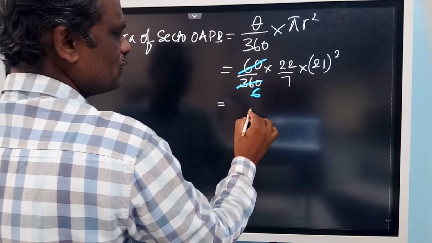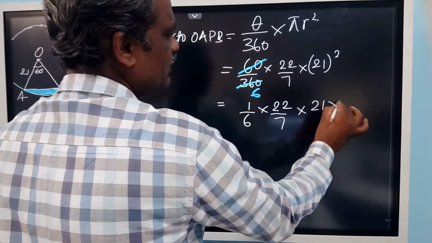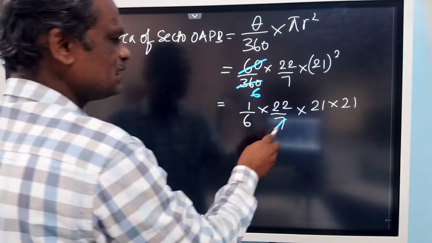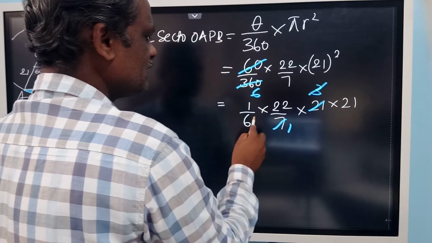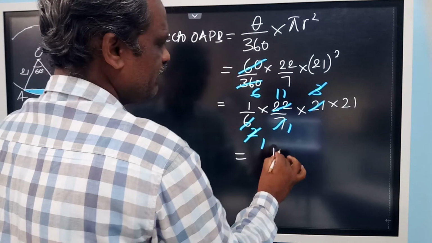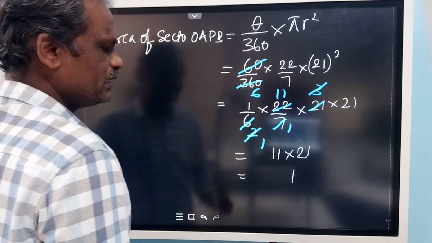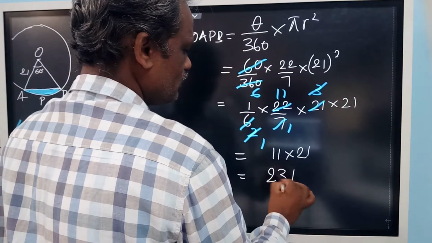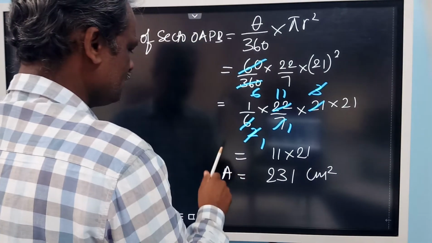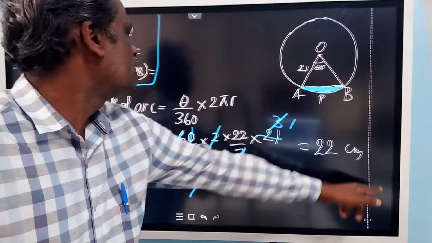So 1 by 6 into 22 by 7 into 21 into 21. You can cancel this one. 7 ones are 7, 3s are 3, ones are 3, 2s are again 2, ones are 2, 11s are 11. So 11 into 21, multiply this one. 11 ones are 11, 11 2s are 22 plus 1, 231. So area of the sector we got 231 centimeter square. So we got the answer to the second question also.